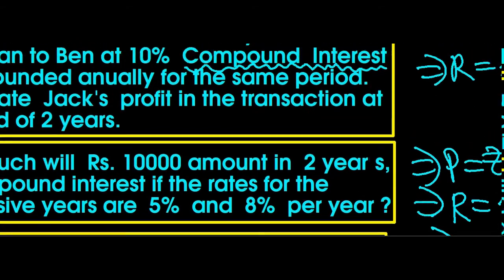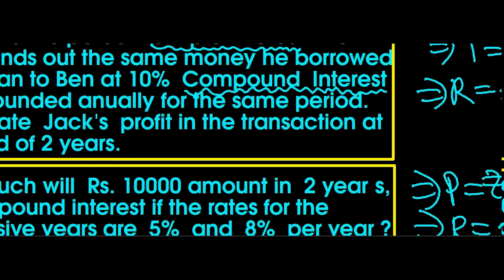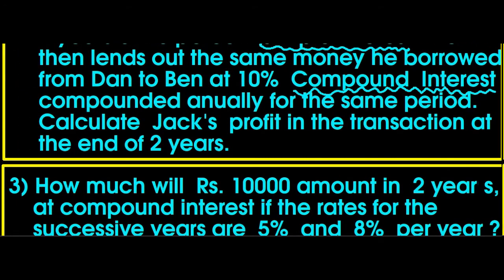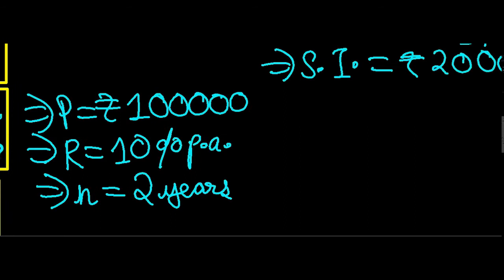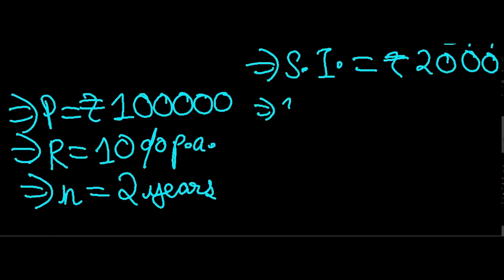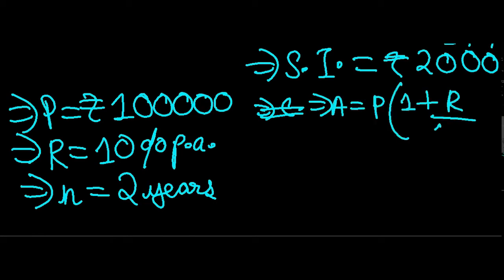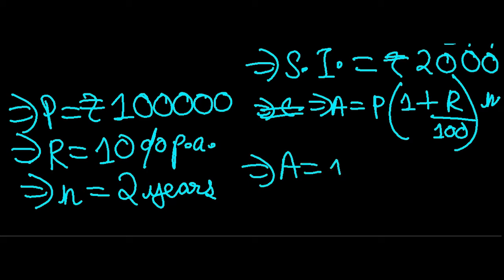Okay friends. And now we have to find out the amount. We have to find out Jack's profit in the transaction at the end of 2 years. So amount is equal to P in bracket 1 plus R by 100 to the power n.